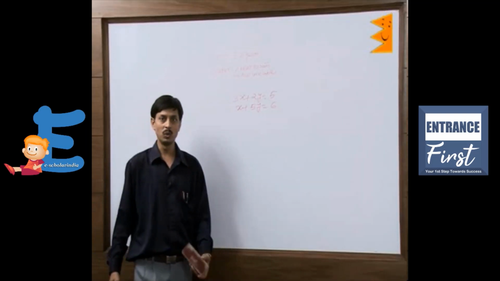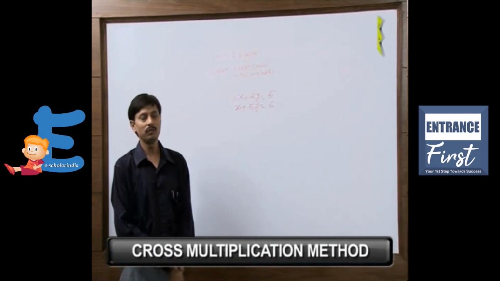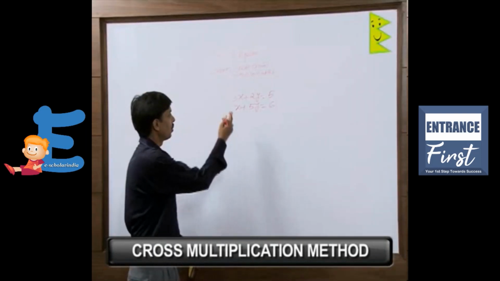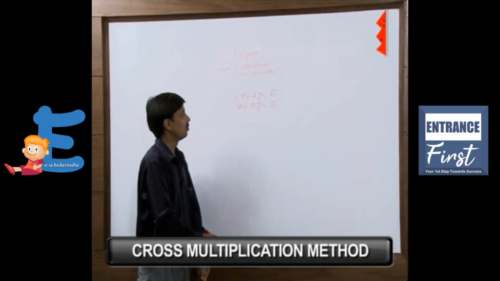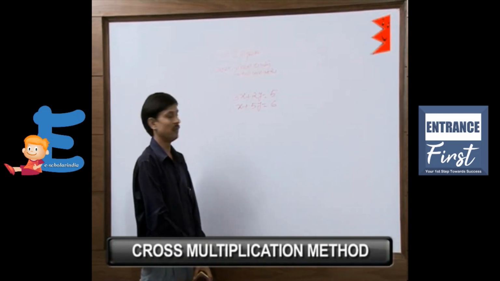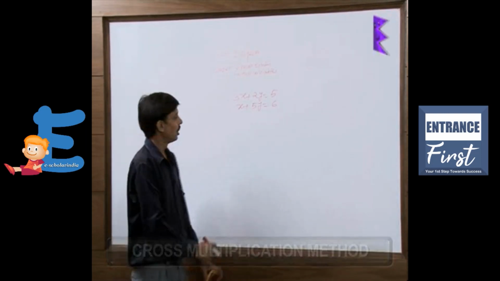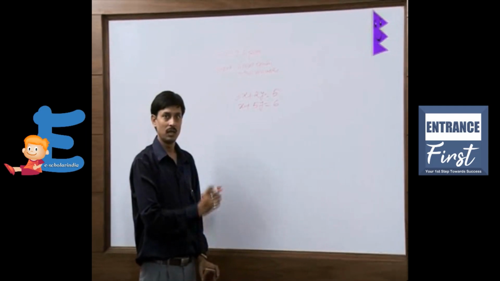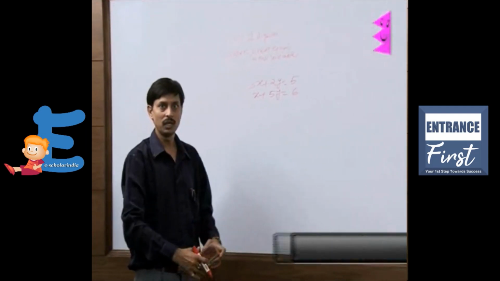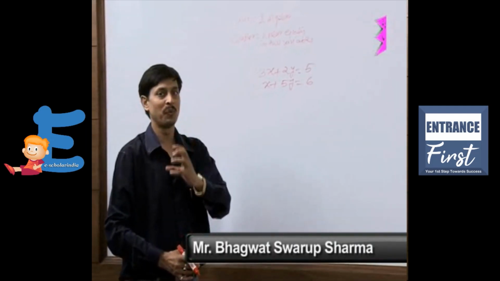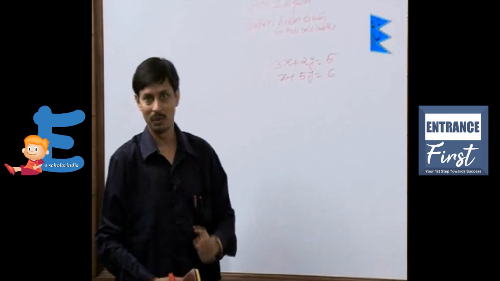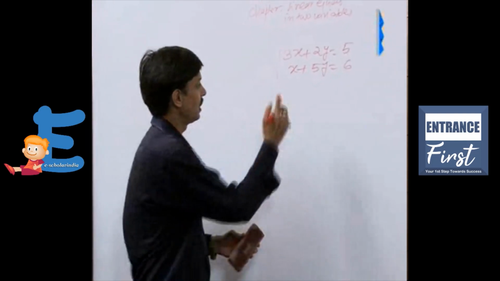Now we will discuss the method of cross multiplication for the same question. The same question is here: 3x plus 2y is equals to 5 and x plus 5y is equals to 6. To check the method of cross multiplication, I would first like to tell you what the cross multiplication method is.